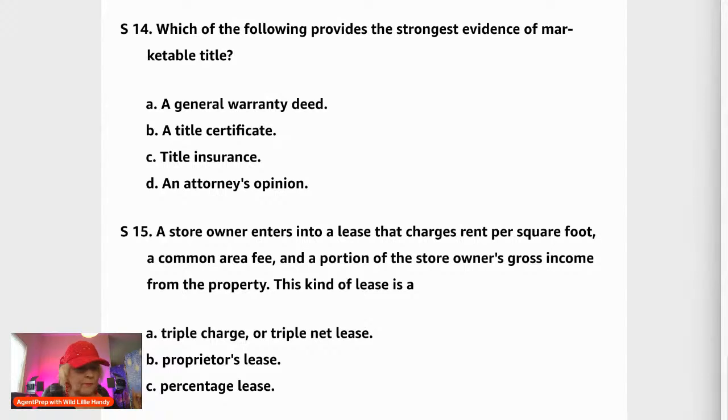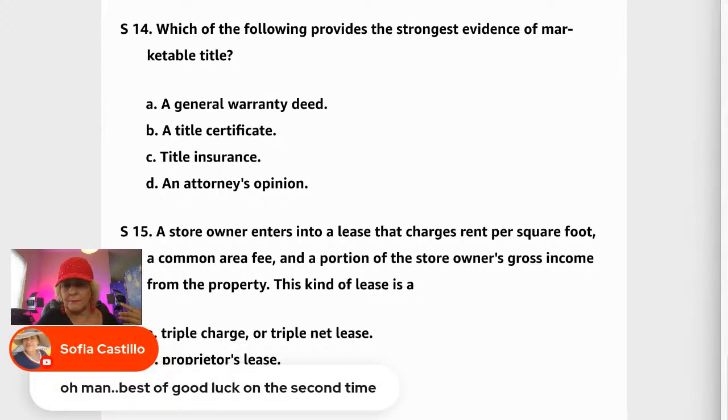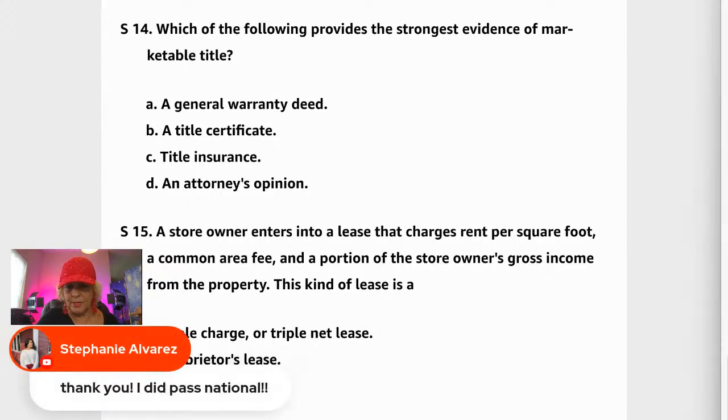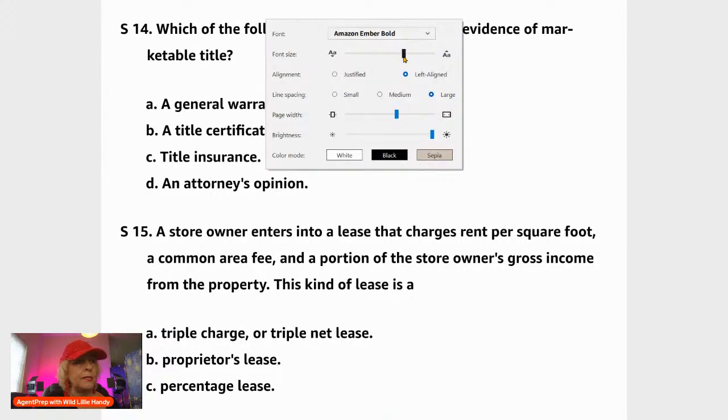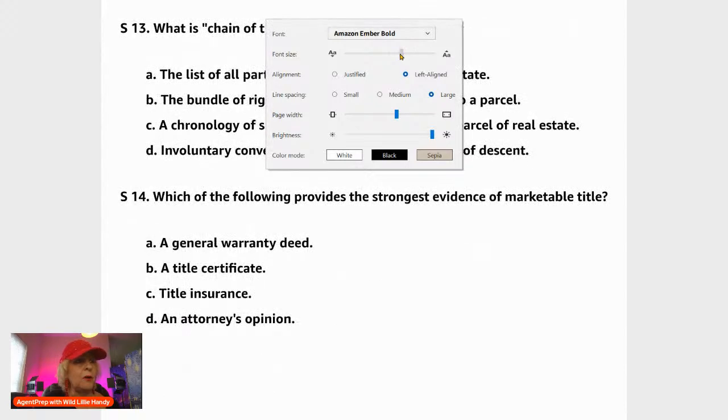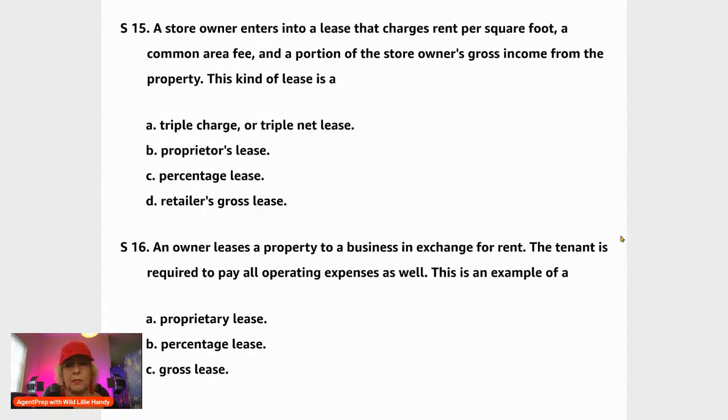Okay. So just some comments here. Best of luck on the second time. Kamanani is grateful. Thank you. I did pass national. Awesome. So right here, we're practicing both. So when you go back, you're only going to be taking the state, Stephanie. All right. Number 15. So in Texas, you either repeat the national or the state, or you can repeat both, right? But when you fail one, you only repeat the one that was failed.